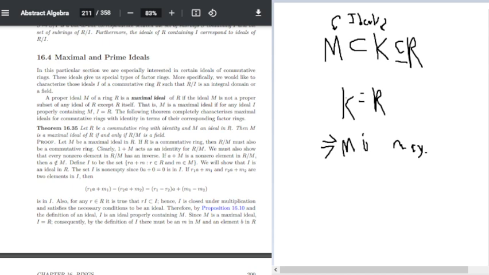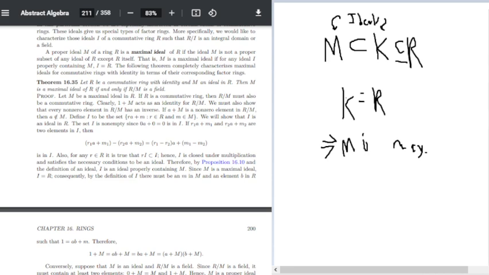Theorem 16.35. Let R be a commutative ring with identity and M an ideal in R. Then M is a maximal ideal of R if and only if R over M is a field. Proof. Let M be a maximal ideal in R. If R is a commutative ring, then R over M must also be a commutative ring. Clearly, 1 plus M acts as an identity for R over M. We must also show that every non-zero element in R over M has an inverse. If a plus M is a non-zero element in R over M, then a is not in M. Define I to be the set of ra plus m for r in R and m in M. We will show that I is an ideal in R.